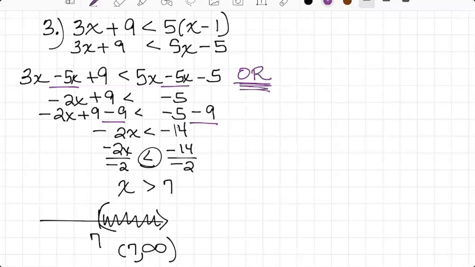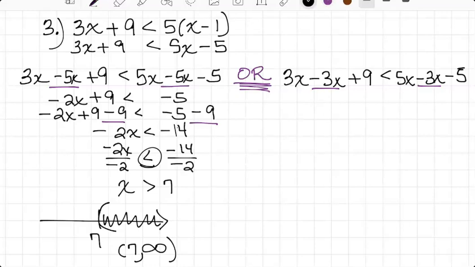If you're in the habit where you always move the small one, instead of moving the 5x, you would be moving the 3x. So you would subtract 3x from both sides. Again, I'm underlining the part that I'm doing to both sides. So I have a minus 3x on both sides. 3x minus 3x is 0. That leaves me with 9, less than 5x minus 3x is 2x, and then I copy down the minus 5 or subtract 5.